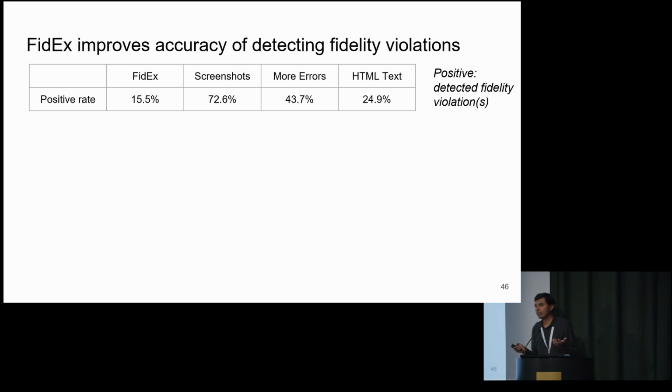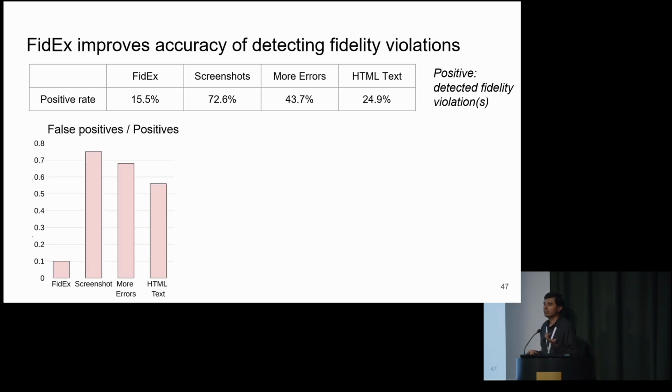So here are the results on the 80,000 corpus. With FidX, we find roughly 15% of pages are such that the archived copy, when replayed, doesn't precisely match the crawled copy. Of course, this rate is much higher in the other techniques, and this boils down to the fact that using screenshots and comparing HTML text and so on has lots and lots of false positives, for the reasons I mentioned earlier.